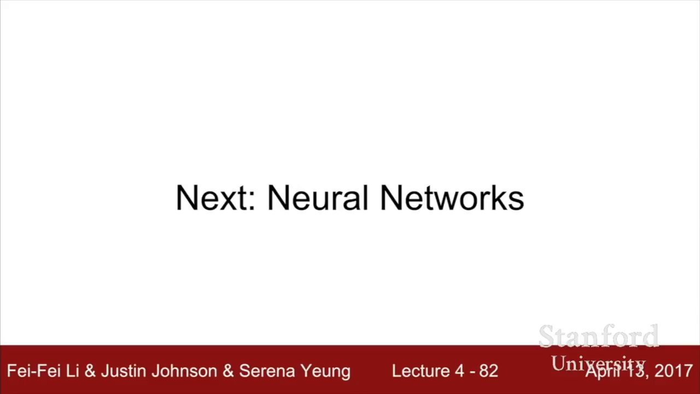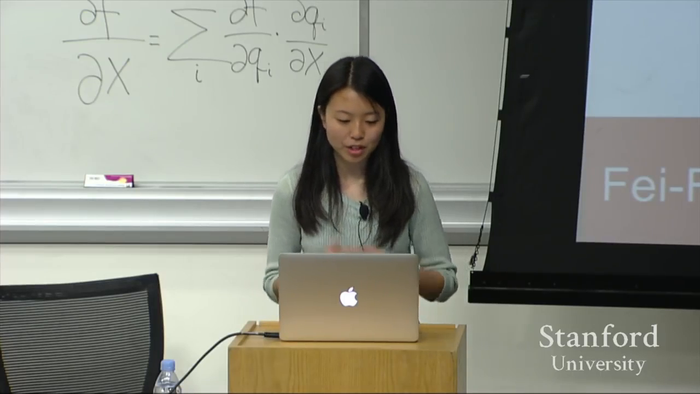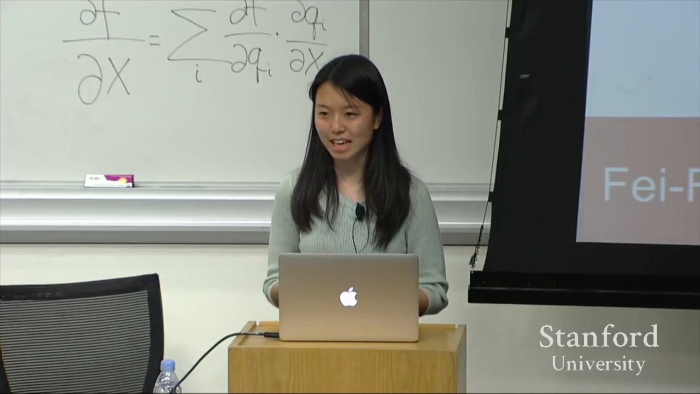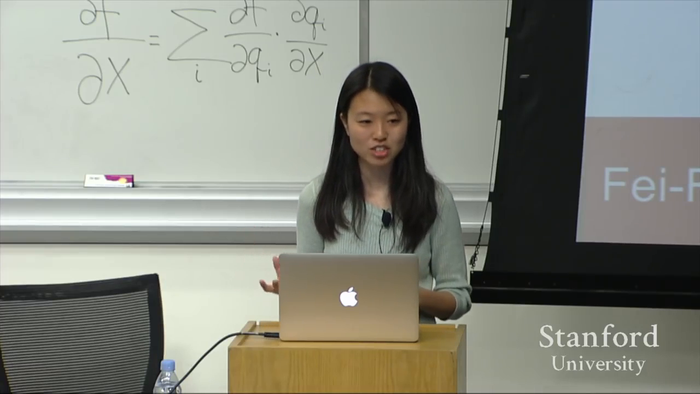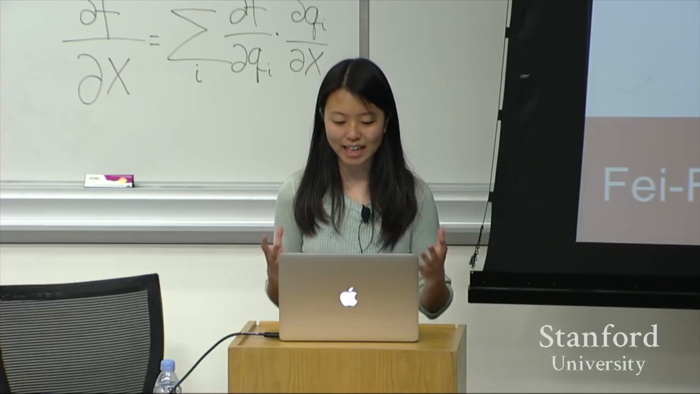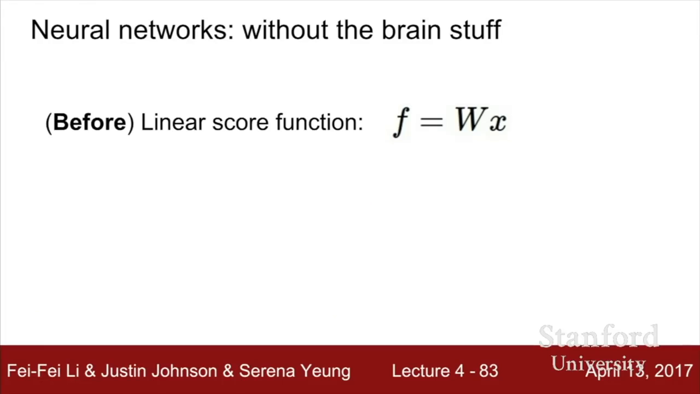Okay, so now, finally, we're going to talk about neural networks. People draw a lot of analogies between neural networks and the brain and different types of biological inspirations, and we'll get to that in a little bit. But first, let's talk about it just looking at it as a function, as a class of functions, without all of the brain stuff. So far we've worked a lot with this linear score function, f = Wx.